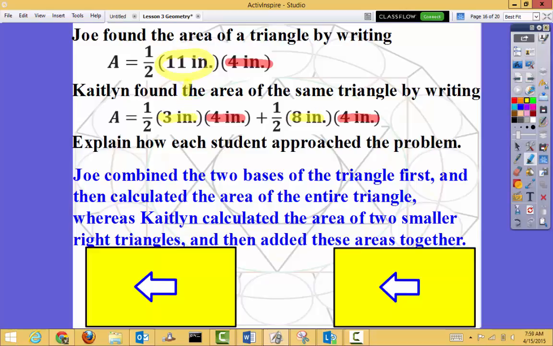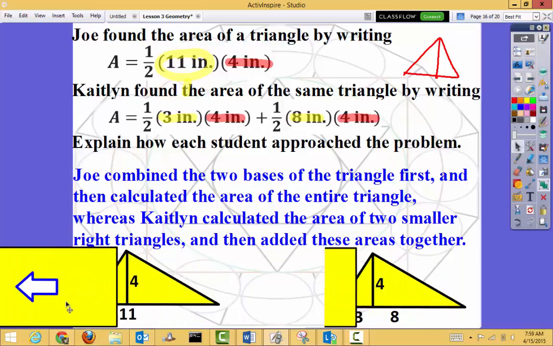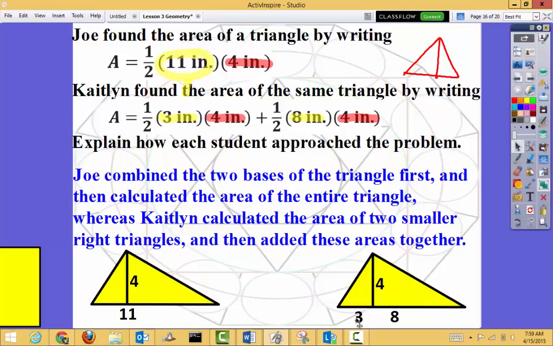So what Joe did is he combined the two bases of the triangle first. So if this is my triangle, he's going to combine the two bases. So here is Joe's. He combined them to get 11. Caitlin calculated the area of the two smaller triangles. So she found the area of this triangle and the other triangle. And then she's adding them together.